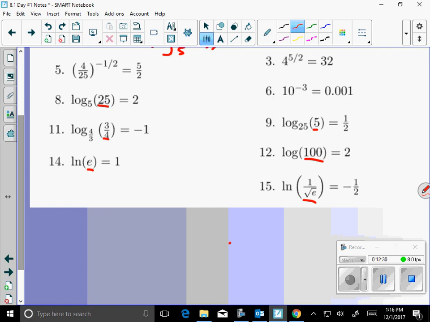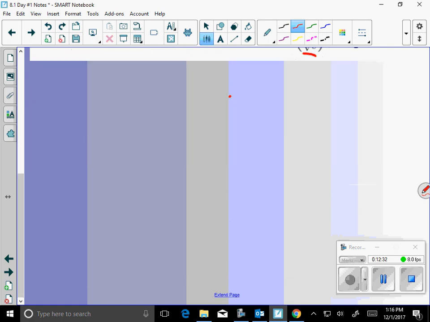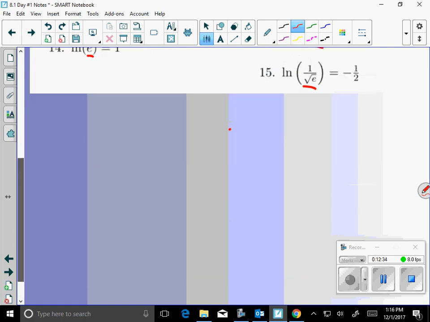Sure, 15. What base is that? No, that's not 10. That's French, so it's e. So it's e to the -1/2 equals 1 over square root of e. Would that be true?